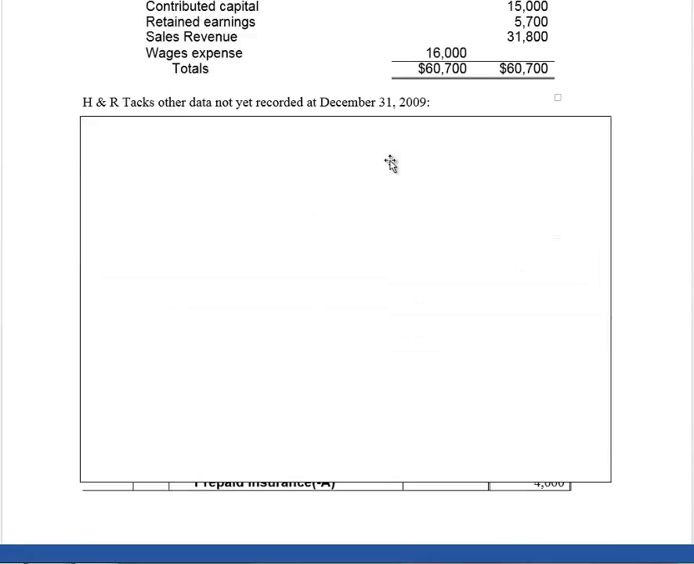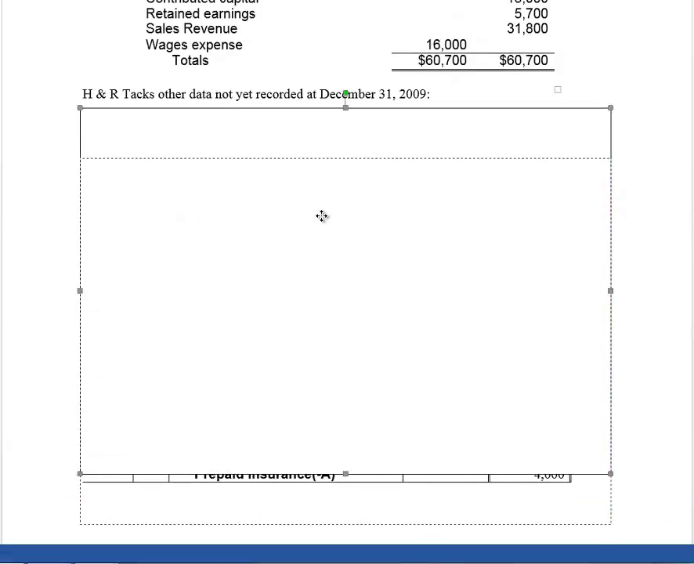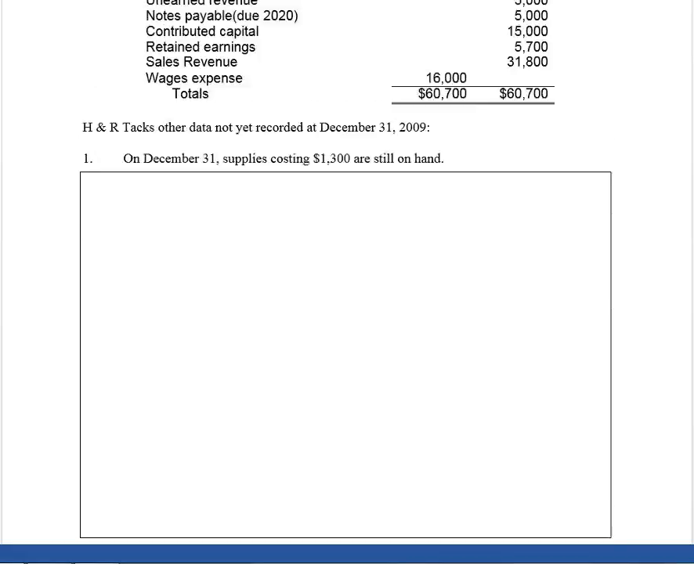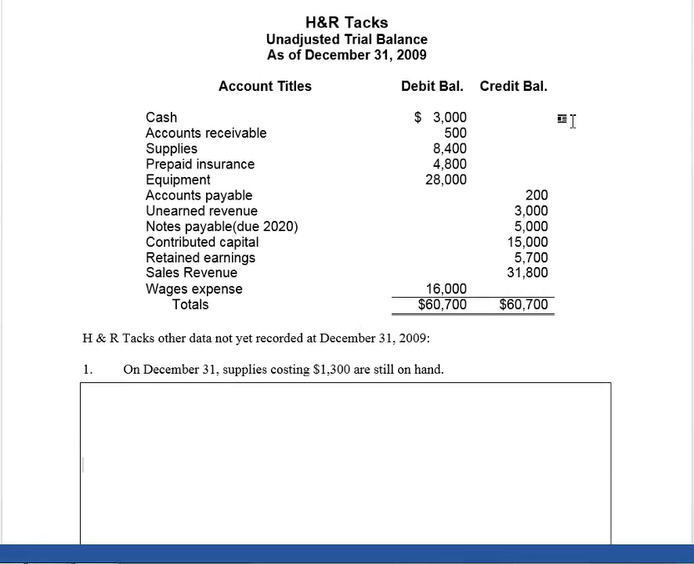So now, if you have a look at the first transaction they told us about, they said that on December the 31st, we had supplies costing $1,300 still on hand. Well, guess what? Our unadjusted trial balance is telling us that the balance in the supplies account is $8,400. But we've now done a physical count, and our physical count tells us there's only $1,300 in supplies left.